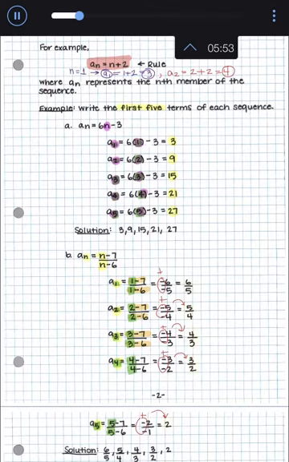So our solutions are as follows. The first one, a sub 1, was 6/5. The second one was 5/4. And the third one was 4/3. And then 3/2. And the last one was a positive 2. All of these were positive because we had 2 negatives divided. And so that's our list of the first 5 terms.